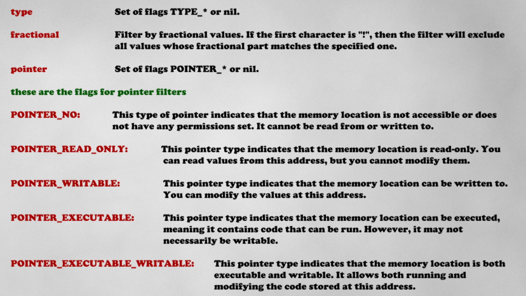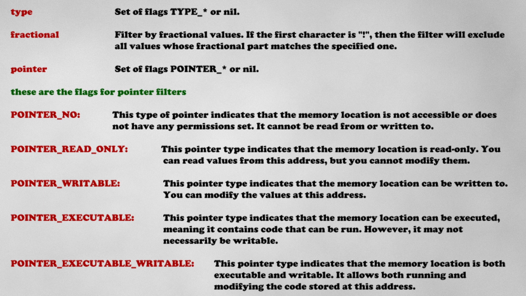These are the flags for pointer filters. POINTER_NO, this type of pointer indicates that the memory location is not accessible or does not have any permissions set. It cannot be read from or written to. Used to identify areas of memory that should not be accessed or are irrelevant for certain operations. POINTER_READ_ONLY, this pointer type indicates that the memory location is read-only. You can read values from this address, but you cannot modify them. Useful for accessing constant data or code sections that should not be altered, such as game configurations or static data.